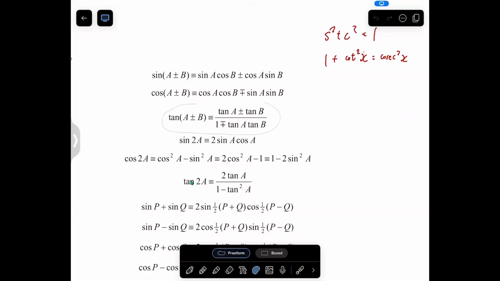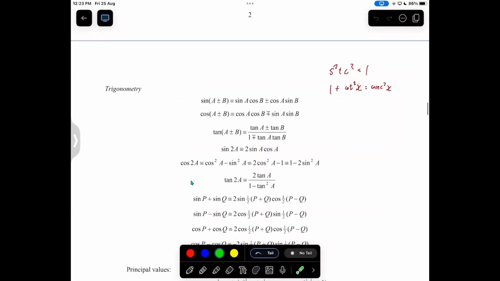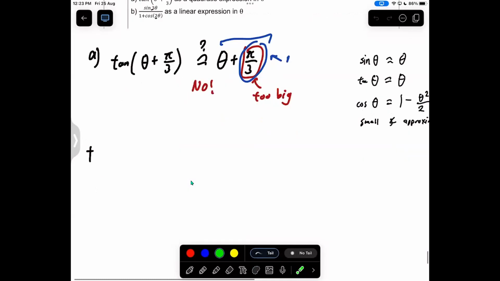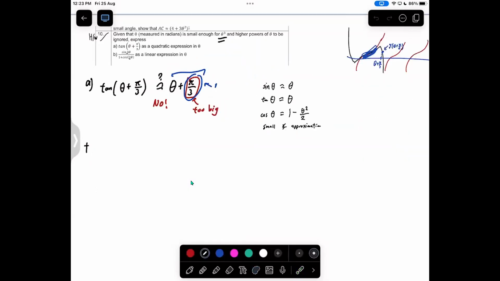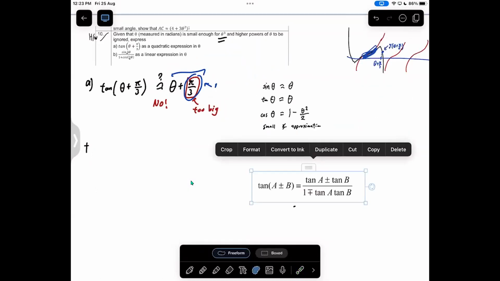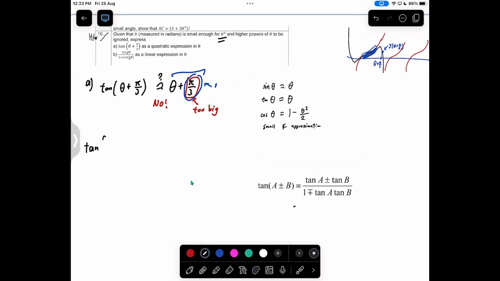I can use this formula list and the formula for tangent A plus B here. There's plus minus here, plus minus will follow. Then this bottom one, minus plus, means you must change the sign. So basically, tangent A plus B, if I use the formula list, it becomes tangent theta plus tangent pi over 3, all divided by 1 minus tangent theta times tangent pi over 3.